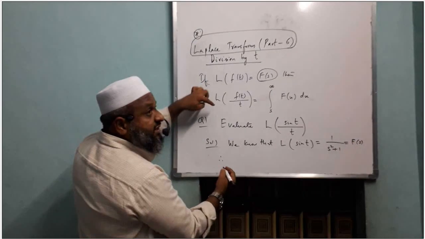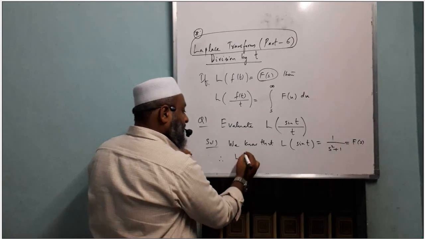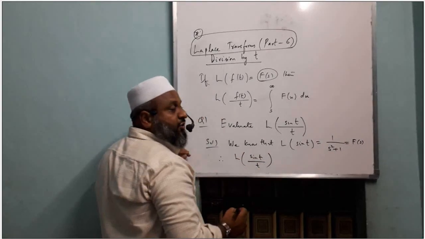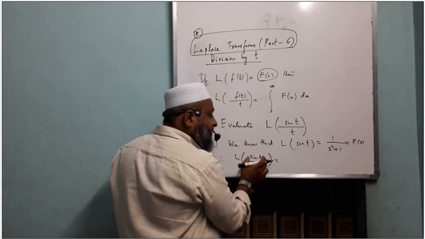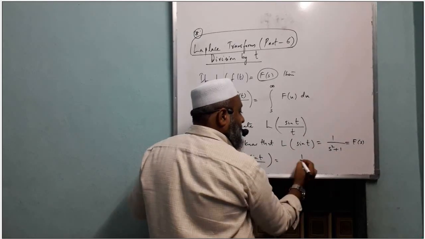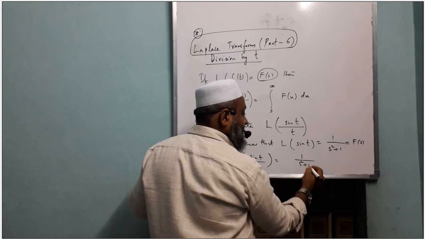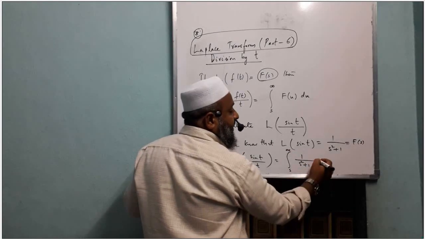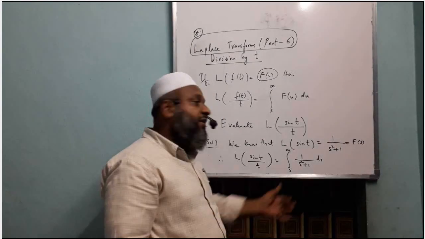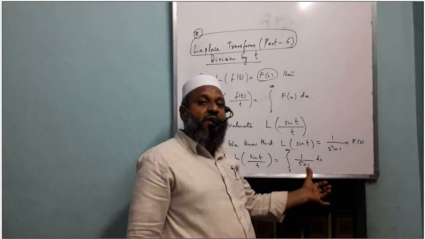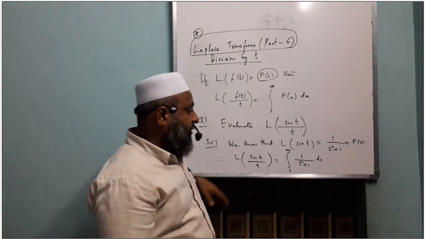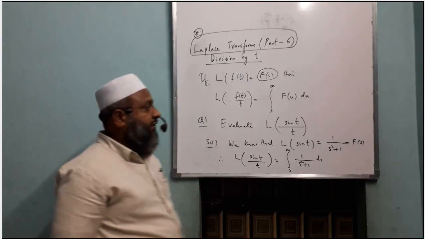Therefore, by using this particular rule, L of same sin t by t, then what we need to do, whatever transform is there for this one, that is this 1 by s square plus 1, I am integrating from s to infinity ds. The other way to write is 1 by u square plus 1 into du. Anyway, that's one and the same. So you take the screenshot for this one.